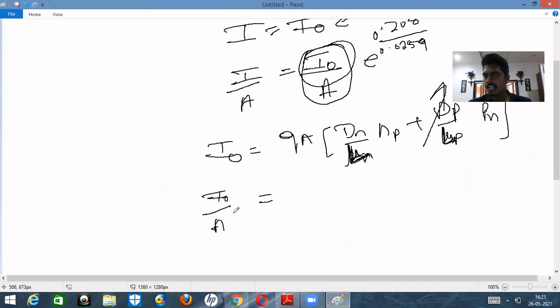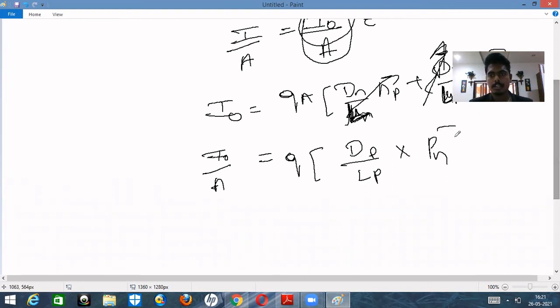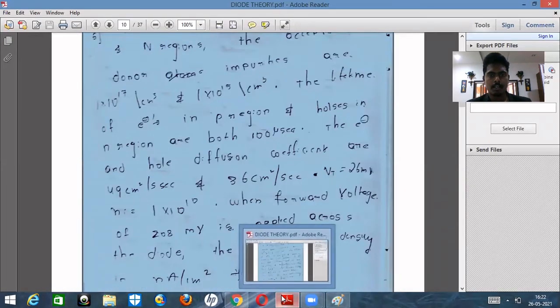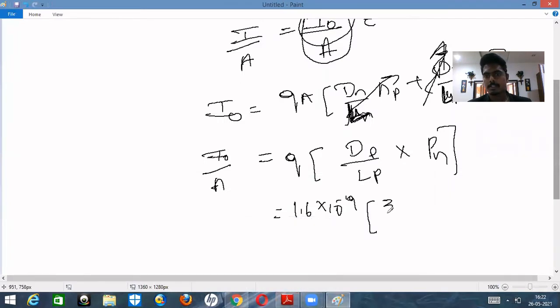Take A to this side: I naught by A is equal to q into dp upon lp into pn. They are asking about p, so we need to neglect n, right? So what will be the formula? dp upon lp into pn. We know that q is 1.6 into 10 power minus 19 coulombs, into dp. Dp is given in the question, the diffusion constant of holes, 36 centimeter square per second, right? So that is 36.